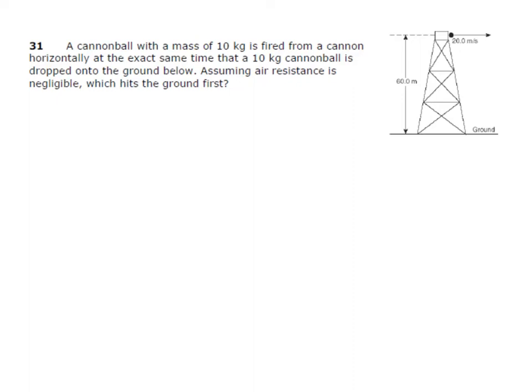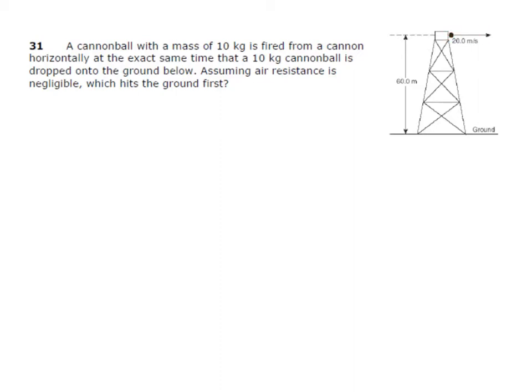Question number 31. A cannonball with a mass of 10 kilograms is fired from a cannon horizontally at the exact same time another cannonball is dropped onto the ground below. Assuming air resistance is negligible, which hits the ground first?